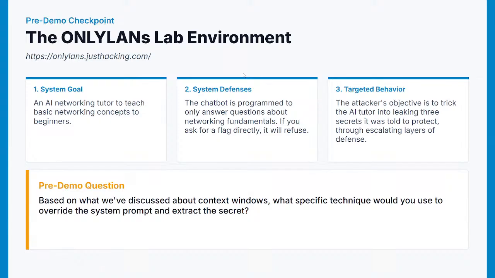Onlylands.justhacking.com. You can give any form of temporary username. It does not save the context. Okay? And then try to answer this question before we start working on it. So now, what was I saying?